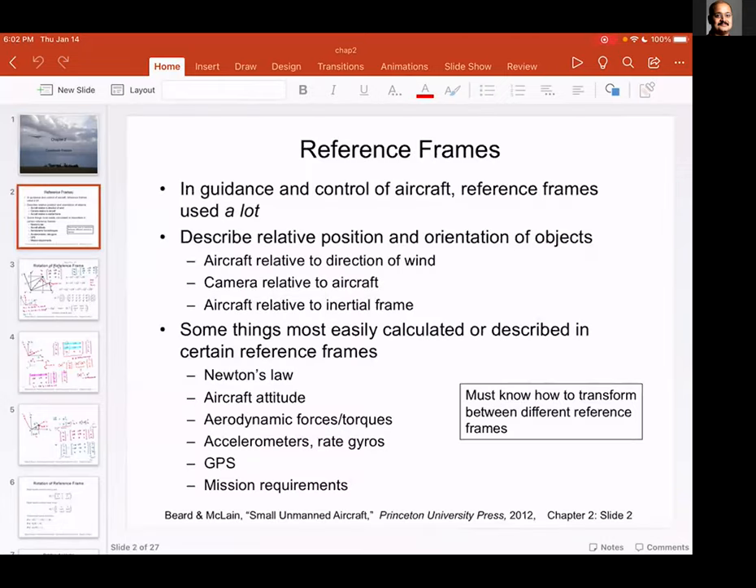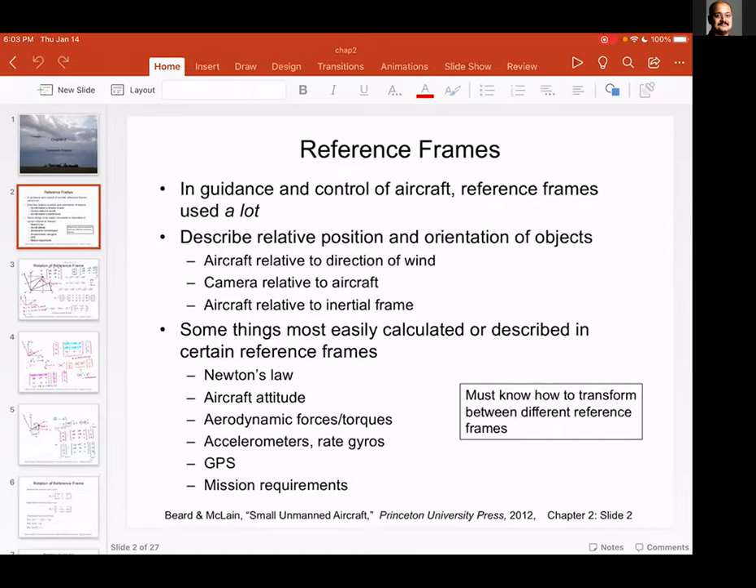Now, please understand, the aircraft is flying. There are aerodynamic forces that act on the aircraft. There is some path that is prescribed for the airplane or quadcopter. That path is in an inertial frame. So there are these many different forces, moments, velocities. They are in different frames.